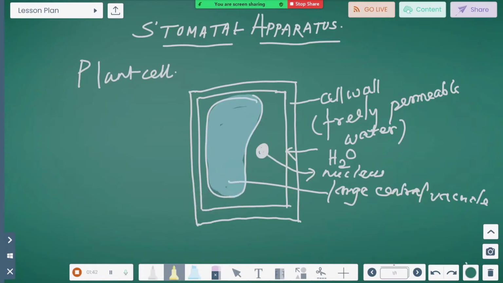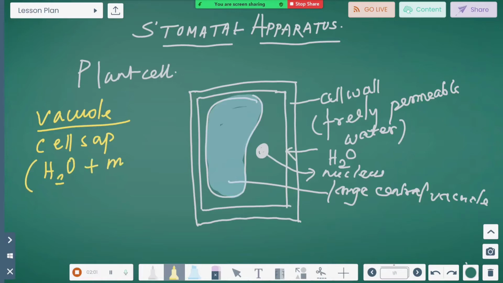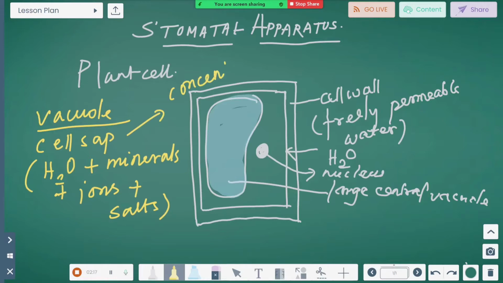Now, what does the vacuole contain? If you can recollect from what you studied in class 6, the vacuole contains cell sap, and the cell sap is made up of water, minerals, ions and many such salts. Because of these contents, the cell sap is said to be extremely concentrated.